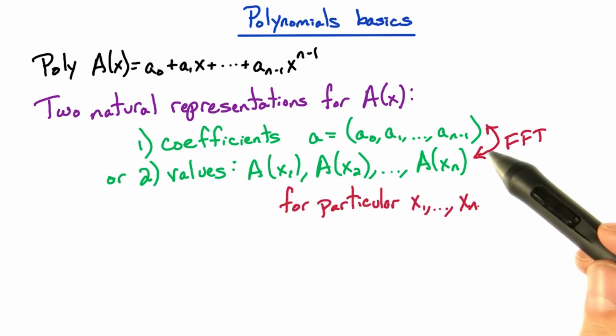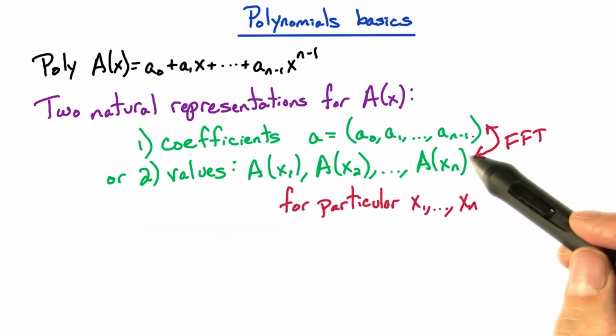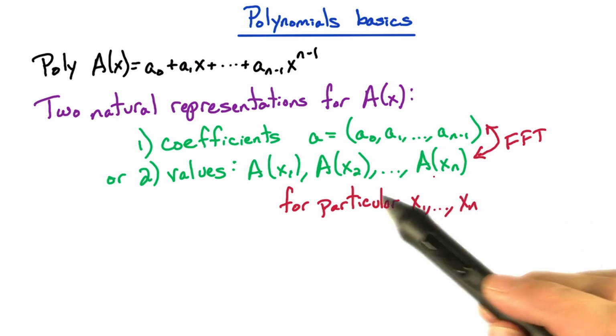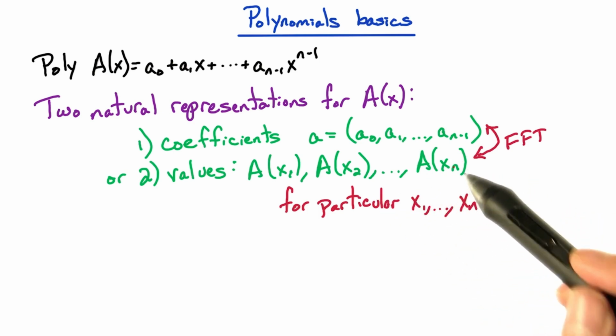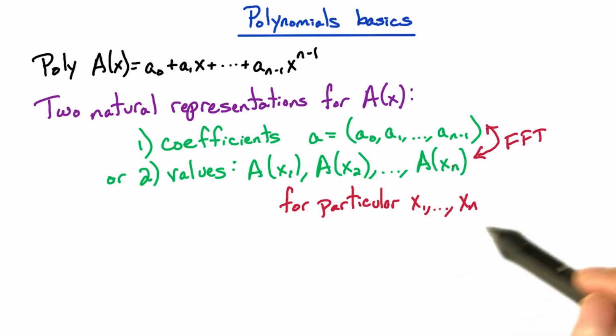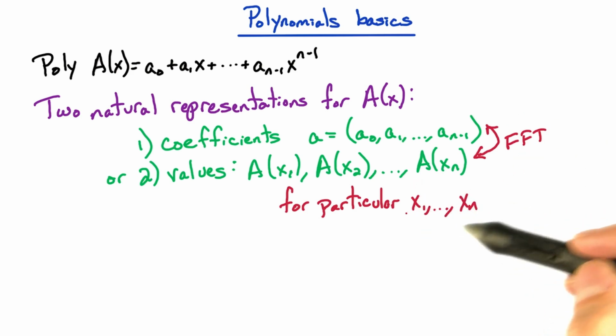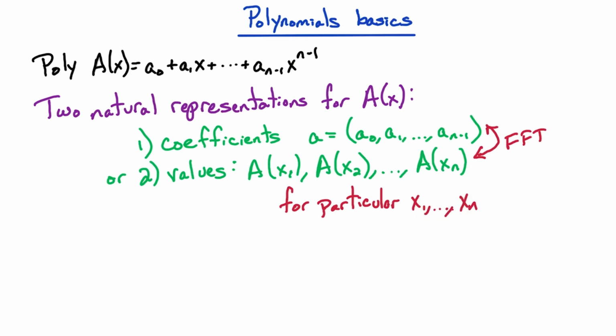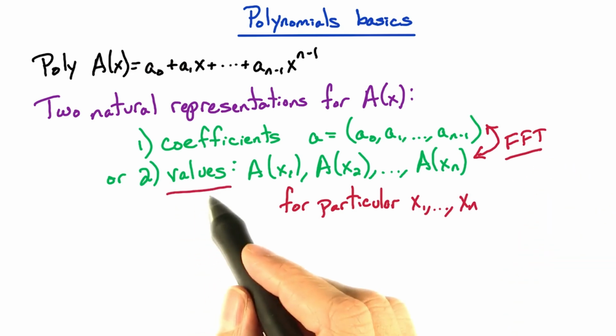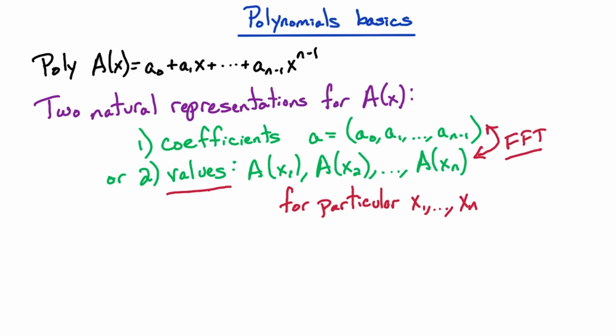One important point is that FFT converts from the coefficients to the values, not for any choice of x1 through xn, but for a particular well-chosen set of points, x1 through xn. And part of the beauty of the FFT algorithm comes from this choice of these points x1 through xn. Before we dive into FFT, let's take a look at why the values are convenient for multiplying polynomials.